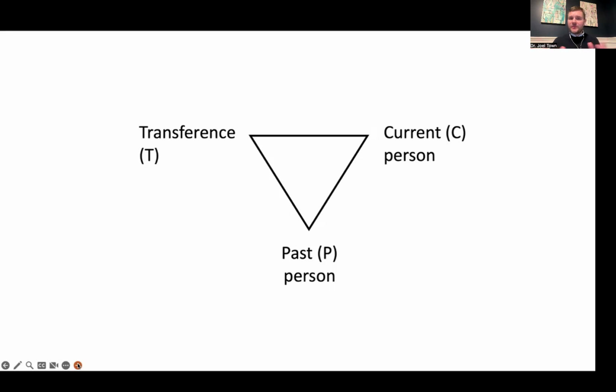So through using the two triangles, the triangle of conflict and the triangle of person, we can begin to formulate and understand the ways in which feelings, unconscious anxiety, and unconscious defense manifest in the past, therefore in a person's current life, and therefore also play out in the therapy room.